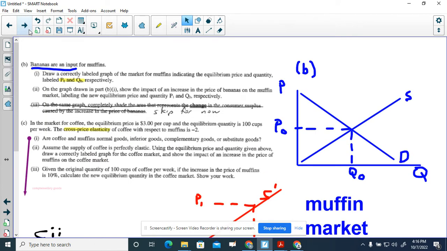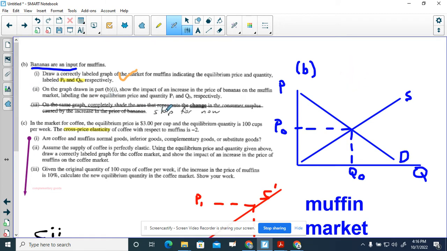Part B: bananas are an input for muffins. Number one, draw a correctly labeled graph of the market for muffins, indicating the equilibrium price and quantity labeled P0 and Q0 respectively. I don't know why they went with P0 and Q0, but since they did, we're going to as well. Over here, I've got my answer to B1. I've got a supply curve, a demand curve, and price and quantity labeled on my axes, P0 and Q0. And look at that, I get a whole point on the AP exam.